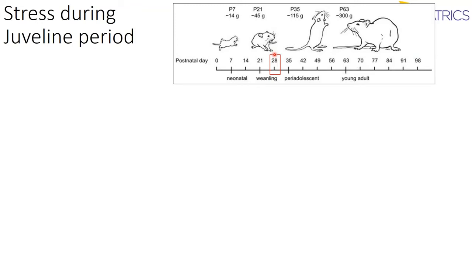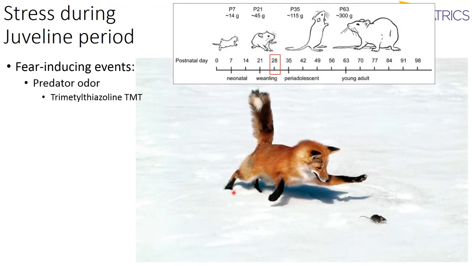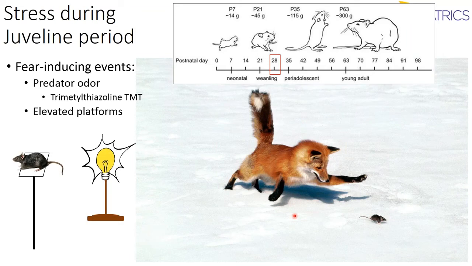So now I will just present what we use to stress the rats during the juvenile period. We call the juvenile period between P28 and P30, which are just before entering puberty. For this, we use one stressor that is illustrated. We don't use a fox, but we use a molecule, the TMT, that is found in the feces of the fox. And this is innately inducing fear in the rats and the mice, because the fox is a predator of the mice.